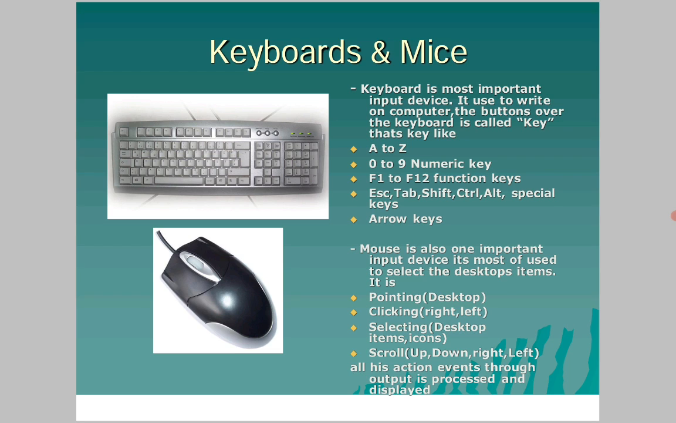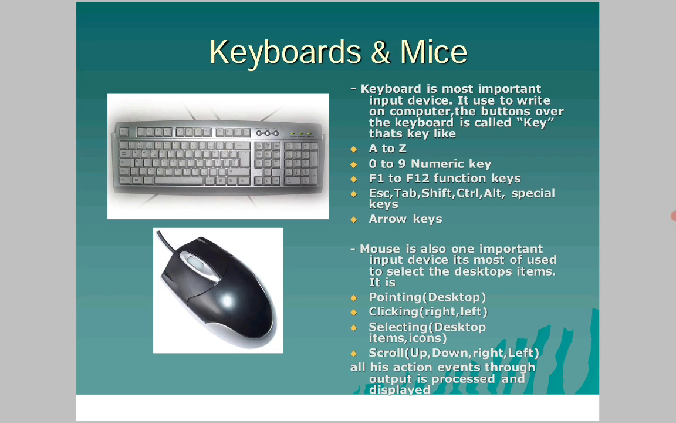Generally there are two types of mouse operations: single click and double click. Single click means selecting the object, whereas double click means running the object or running the application or program. By pressing the right button we may see the properties of an object. And mouse is also one of the important input devices. Its most common use is to select desktop items, icons, applications.